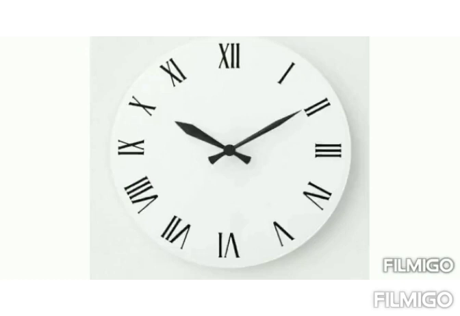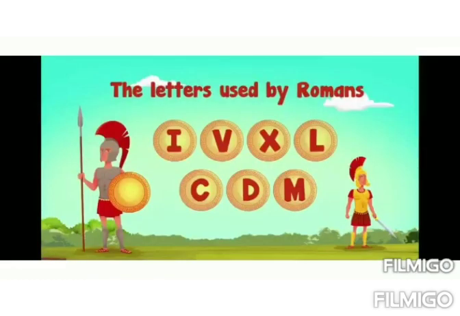Look at the clock over here. You can see that the numbers are written in a slightly different manner. This clock doesn't have numbers. It has some symbols instead. These are Roman numerals. In Europe, in old times, Roman capital letters were used to write numbers. That is why they were called Roman numerals.